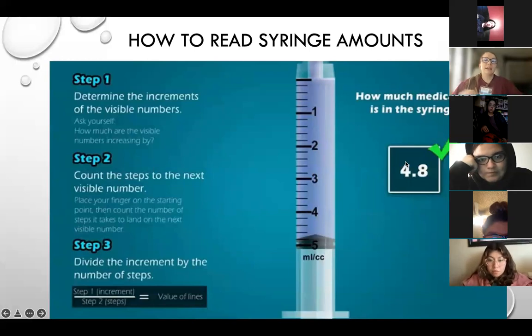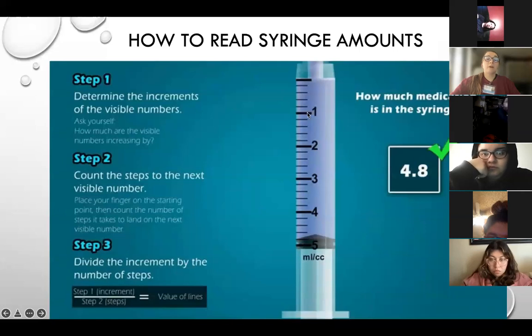Now, when we're counting how many cc's or how much amount we need to have in our syringe, it's really important that before you even pull up your medication, that you look at these increments that are on the syringe. So I can see that this is a 5 cc syringe because it goes up to 5. Now, in between the 1 and 0, there is 1, 2, 3, 4, 5 tick marks. So that means that I'm going to take 1 cc and divide it by 5. 1 cc divided by 5 is 0.2.